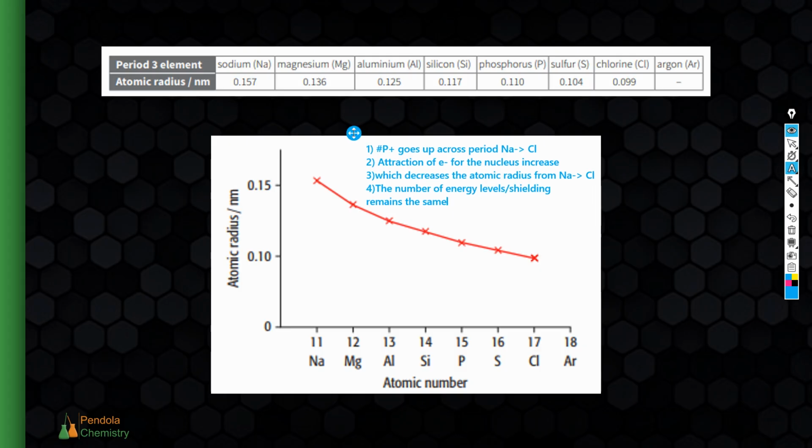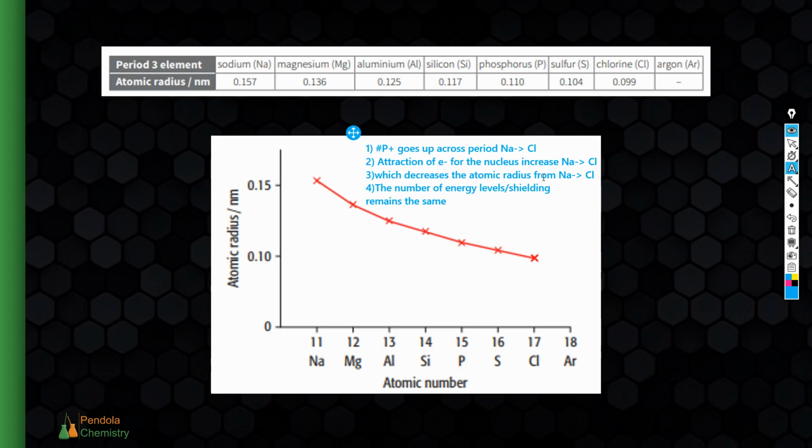So this is just a basic explanation that we will give for this phenomenon of the atomic radius going down from sodium to chlorine. The number of protons in the elements goes up, not down, across the period from sodium to chlorine. The attraction of the electrons for the nucleus is therefore going to increase from sodium to chlorine because of that. And that causes the decrease in the atomic radius that we see, because those electrons are more attracted to the nucleus.